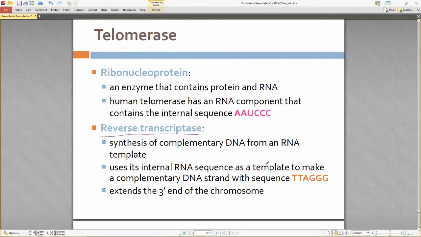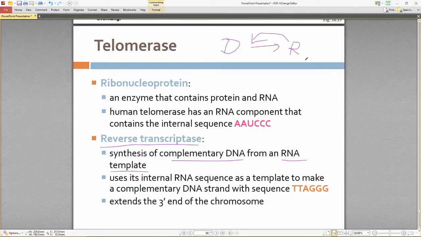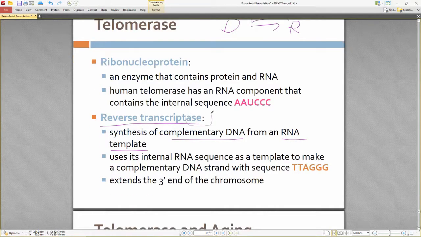Reverse transcriptase is an enzyme that can synthesize complementary DNA from an RNA template. Does that make sense? It's called reverse transcriptase because normal transcription turns DNA instructions into RNA, and then into protein, but here we're going backwards, which is why we call it reverse transcriptase, an enzyme that can do that.